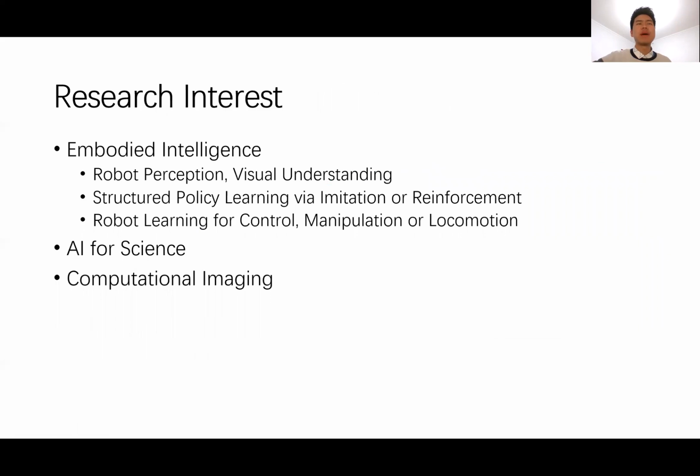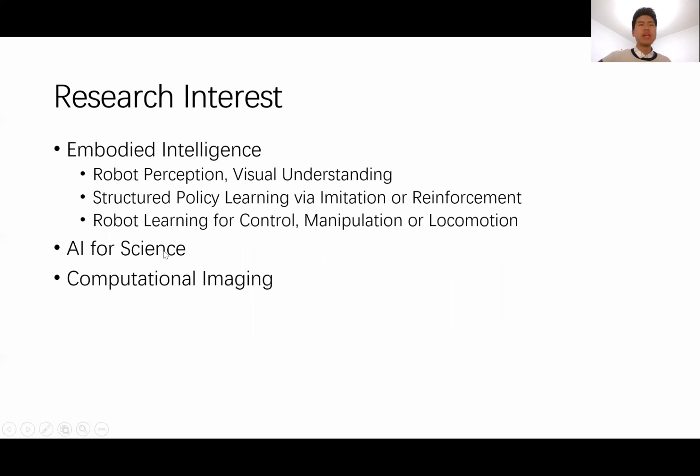Finally, I want to talk about my research interests briefly. In general, my research lies in machine intelligence, such as robot perception, visual understanding, computer vision tasks. Secondly, structural policy learning via imitation or reinforcement learning, as well as robot learning for control, for manipulation, for locomotion, for these tasks. Yeah, these are my major research interests.